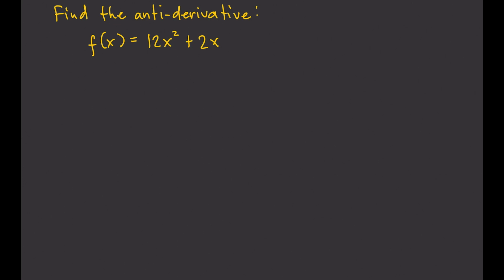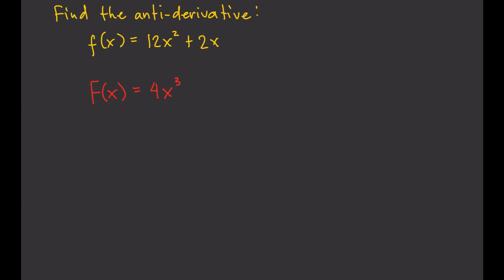Let me put the big F of x here. The big F of x will be the antiderivative of the small f of x. So what function gives us 12x squared when we find its derivative? The answer would be 4x cubed, because if you differentiate 4x cubed, what you get is exactly 12x squared, and that's that term right there. So the first term for our antiderivative would be 4x cubed.